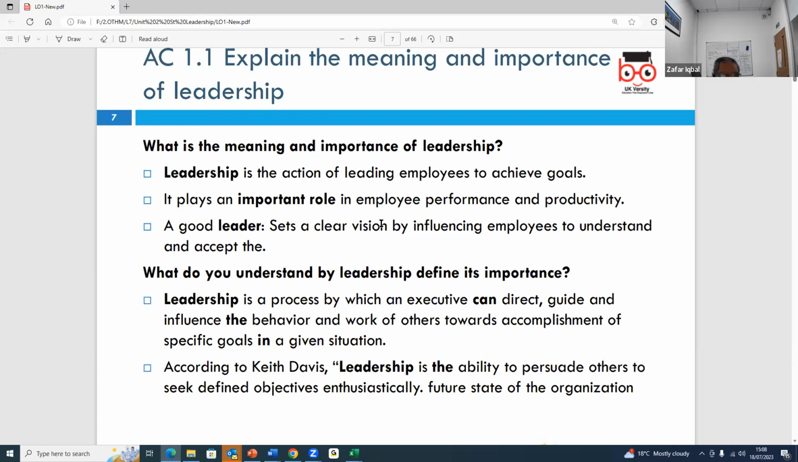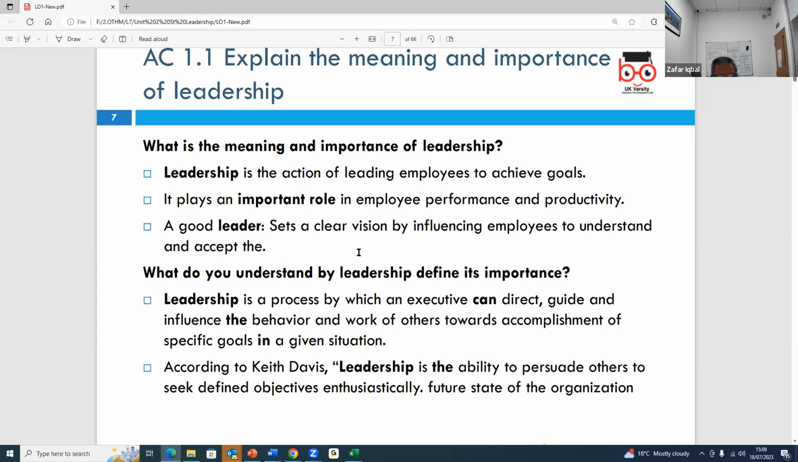It's an important role. When the leader does it himself, of course, it motivates other employees, it motivates managers, it motivates other people, because this person influences others. So employee performance, employee motivation, employee productivity improves.